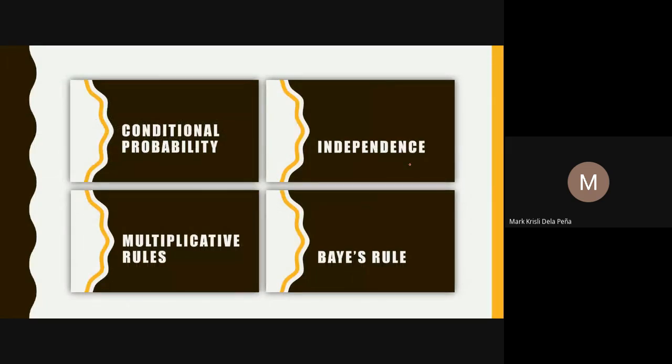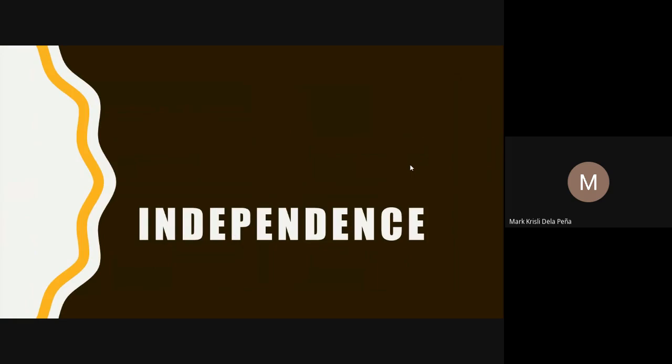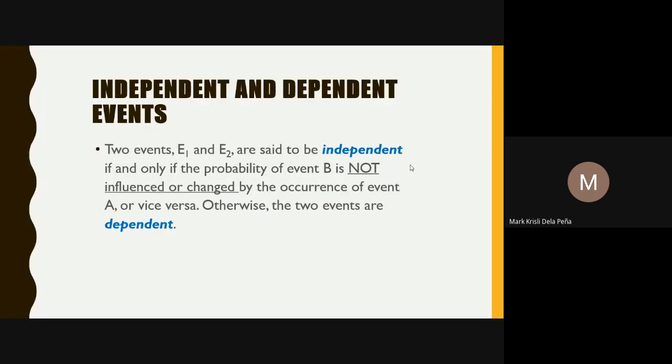Okay, our next topic will be independence. When we say independence, it is defined in this manner. Two or more events are said to be independent if and only if the probability of event B is not affected or influenced by the change or occurrence of event A, and vice versa. Otherwise, if event A is affected by the occurrence of the other event, say event B, they are dependent events. Again, events are independent if the occurrence of one does not affect the other. However, if one event affects another, then they are dependent events.